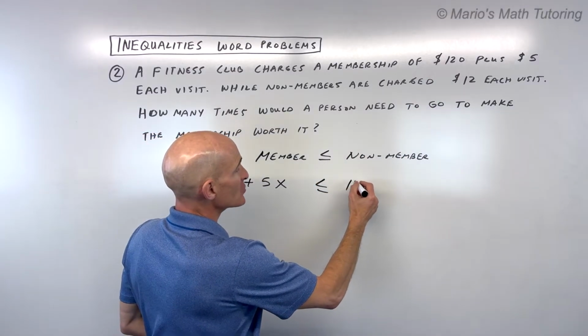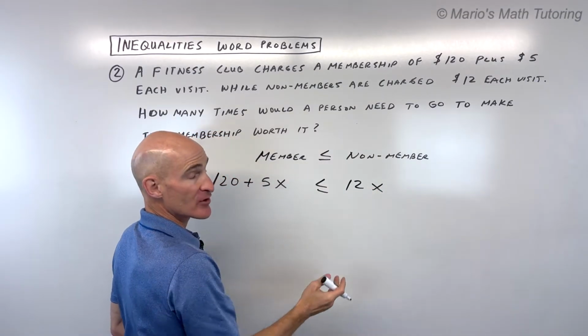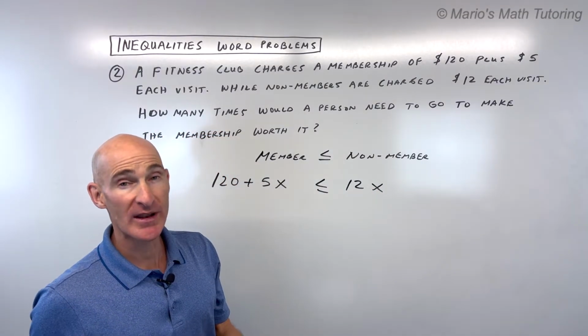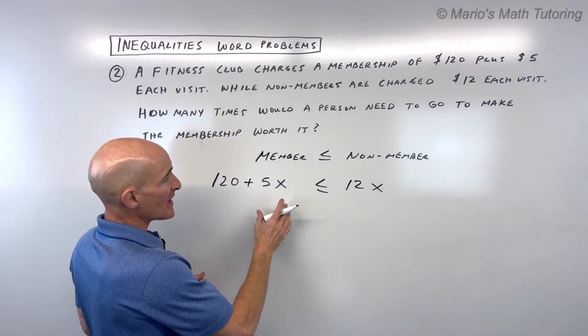So it's just going to be 12 times X visits. So if they go 3 times, that's $36, right? Okay, so now we've got everything we need. Let's just solve it. So we want to get the variables on one side, numbers on the other.